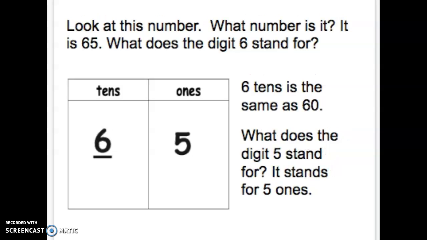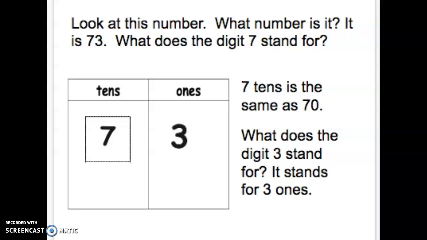Look at this number. What number is it? It is 65. What does the digit 6 stand for? 6 tens is the same as 60. What does the digit 5 stand for? It stands for 5 ones. Look at this number. What number is it? This is the number 73. If you look at the digit 7, it is in the tens place. So 7 tens is the same as 70. The digit 3 is in the ones place, so it stands for 3 ones.